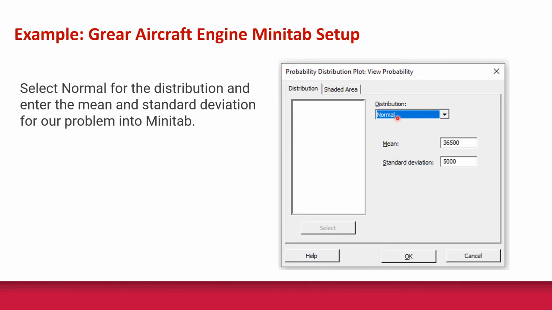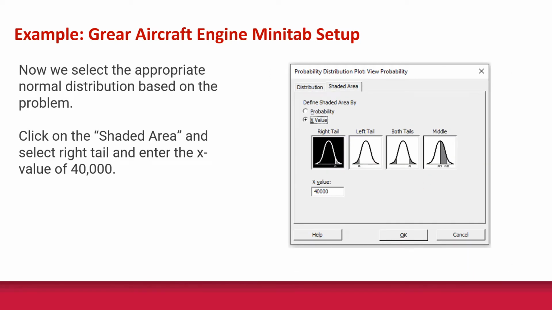For our particular situation, you can select the distribution. If you click this, hold it down, select Normal. I think Normal is the default, but you want to make sure this is set to Normal. You want to enter the mean and the standard deviation from the problem and click OK. Now click on Shaded Area, and you want to click on X Value and click on Right Tail because that's what we're interested in. This gives you different options. If you were interested in the left tail or both tails or in the middle, you select that one appropriately.